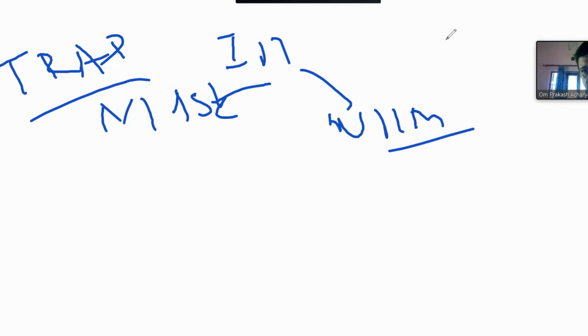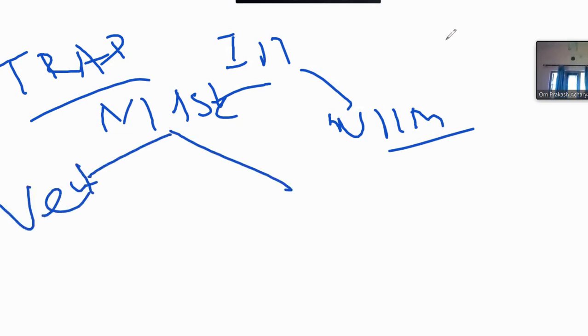Others are maskable. Okay. Out of that maskable, there is vector and another is non-vector. Vector मतलब क्या है? Vector means, in simple mathematics, what is the meaning of vector? It has direction.